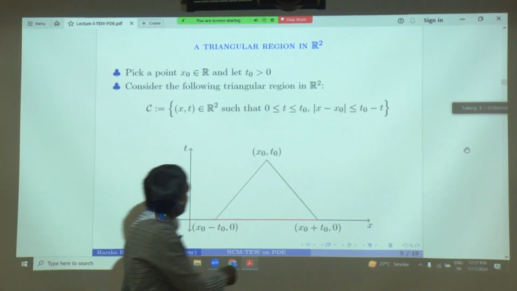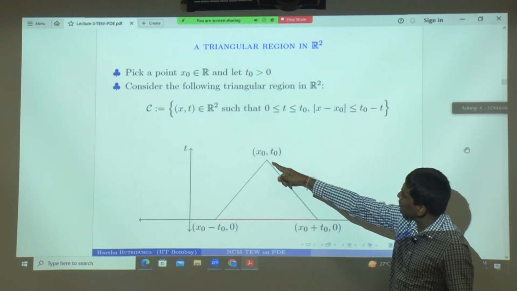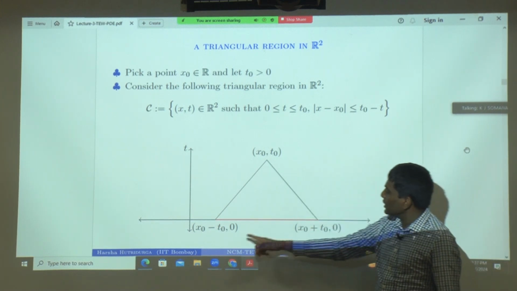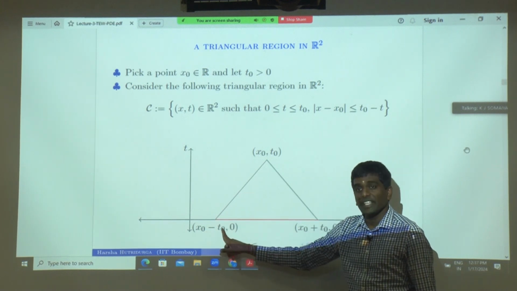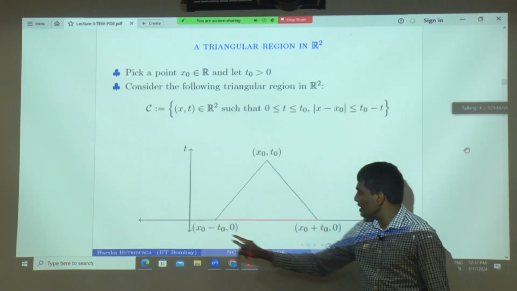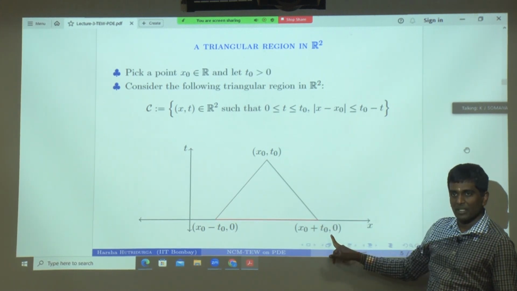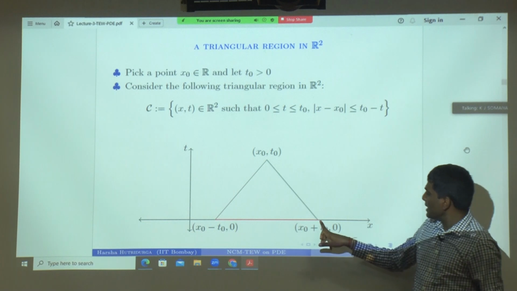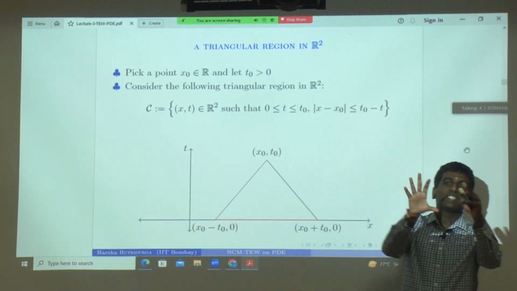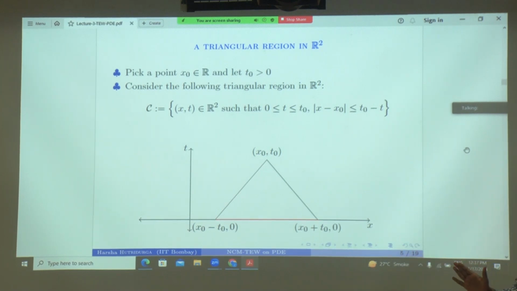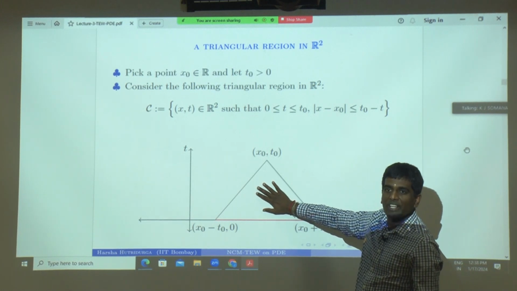So this is the picture. We have this point (x0, t0). Because t0 is positive, it is sitting in the upper half plane. Then this is (x0, 0). You go to the left by t0 amount, so this is x0 minus t0, and to the right by the same t0, this is x0 plus t0. So you get three vertices: (x0 plus t0, 0), (x0 minus t0, 0), and (x0, t0). Using these three vertices you form a triangle, and you take the region enclosed by it. This is the triangular region that we are interested in.